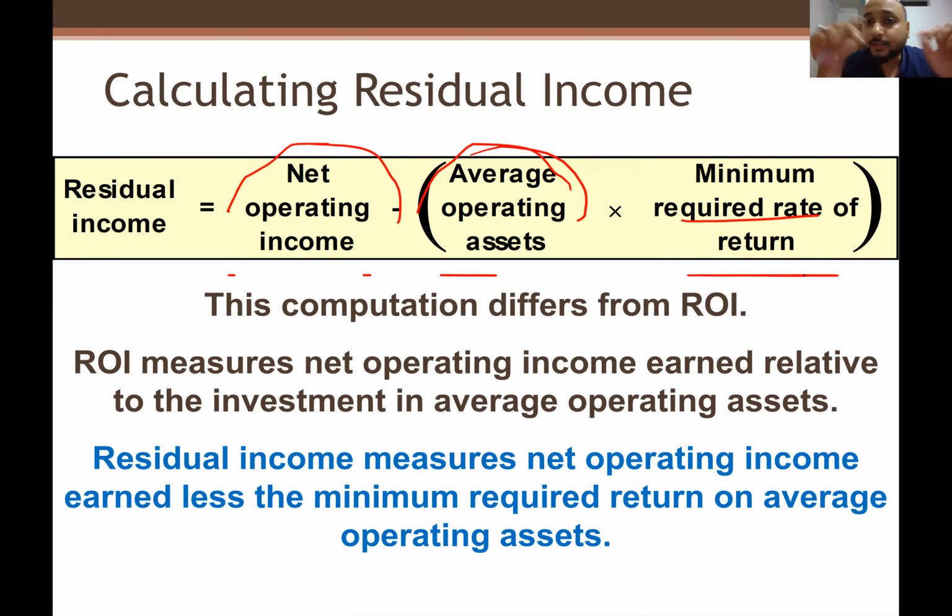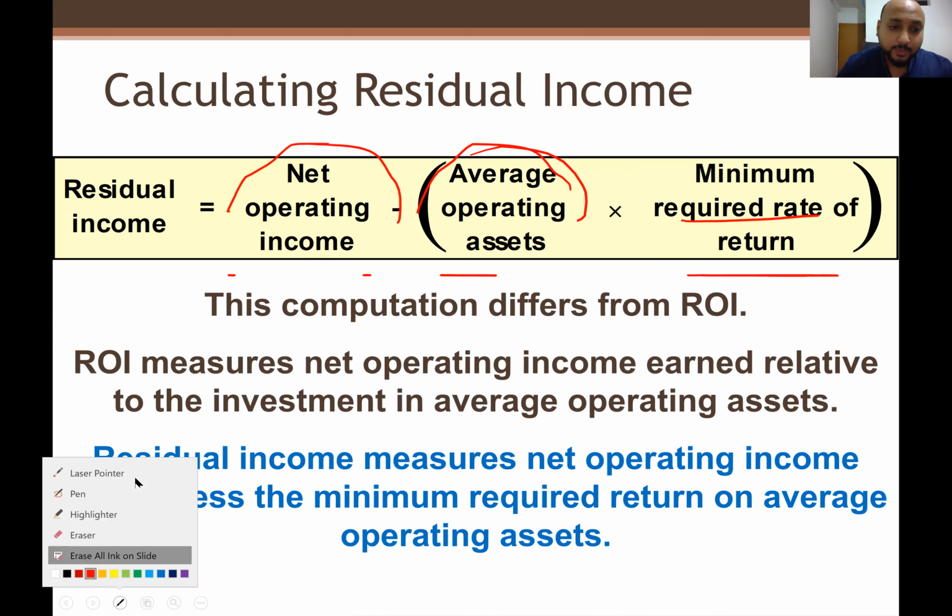So what is the required rate of return? It is the return that you are expected to earn. You are given a task, you are given a limit that you will be earning 15%. And if you earn 20%, it means you are good. If you earn 12%, it means you are doing bad because you didn't meet the minimum requirement, right? So this computation is different from the ROI.